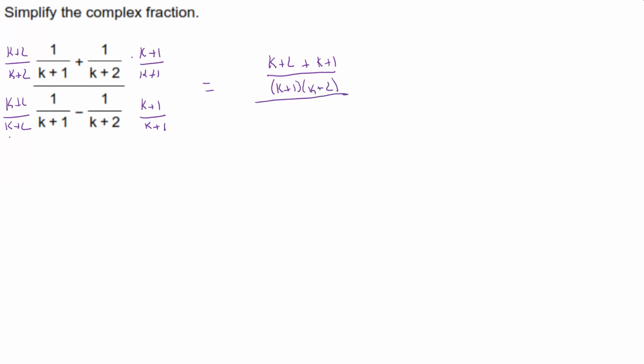That's all over. Now here we have k plus 2 minus, and then we have k plus 1. So it's going to be minus a k plus 1, all over k plus 1, k plus 2. Now we have to simplify. So k plus k is going to be 2k. 2 plus 1 is going to be 3.